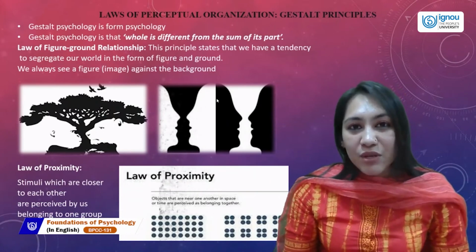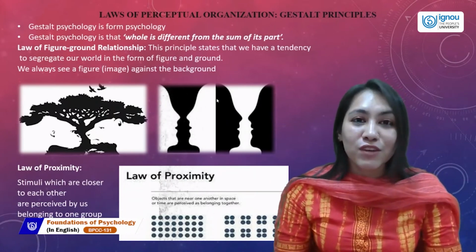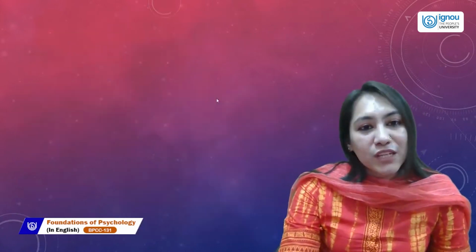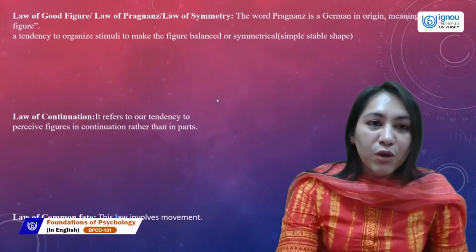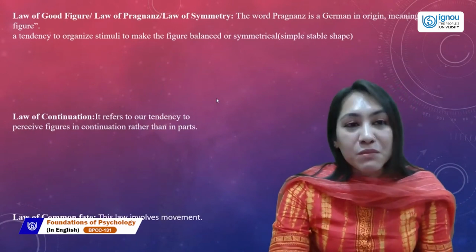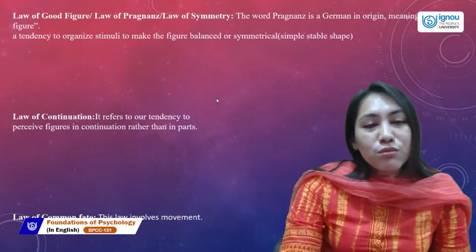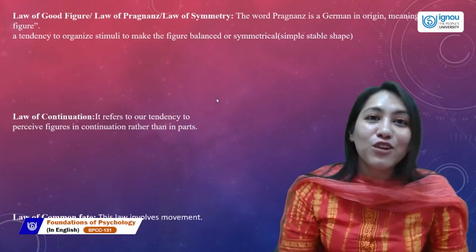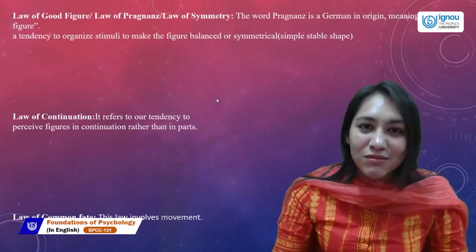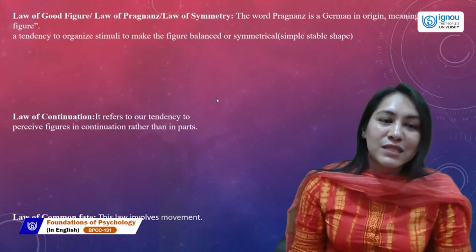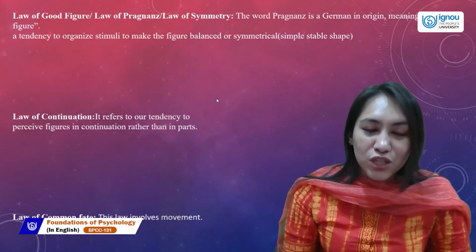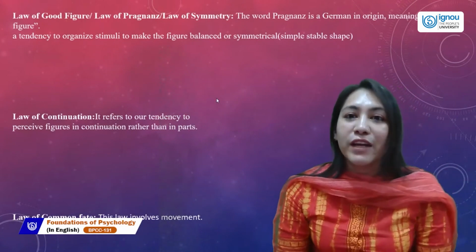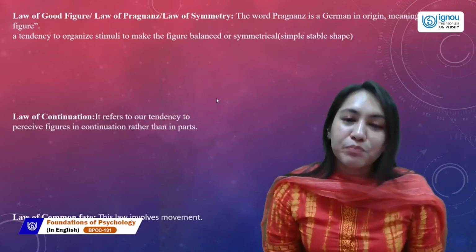So how is perception happening? It's happening because of organization. We are able to organize because of figure and ground, and second with proximity. Now let's move to the next that we have. The other that we talk about is the law of pragnanz, law of symmetry, law of good figure. So the law of pragnanz is the ability, it's a German word again, pragnanz. You'll find a lot of German words because Gestalt psychology was founded by German psychologists, as we said, Max Wertheimer, Koffka, and Kohler. So you'll find a lot of German words used in between.